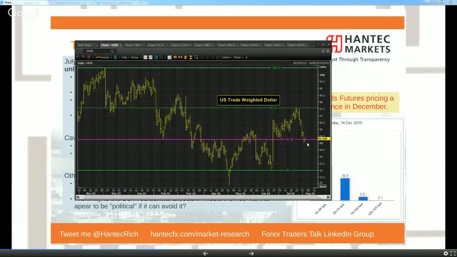It'll be interesting to see if that pivot level holds, I mean, yes, it was broken yesterday, but it'll be interesting to see if the basis of it holds, and it starts to find a bit of support.